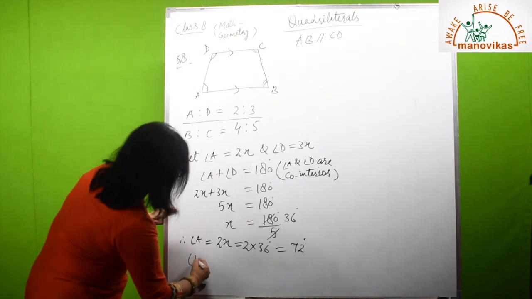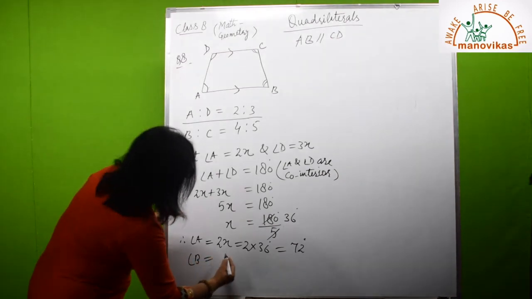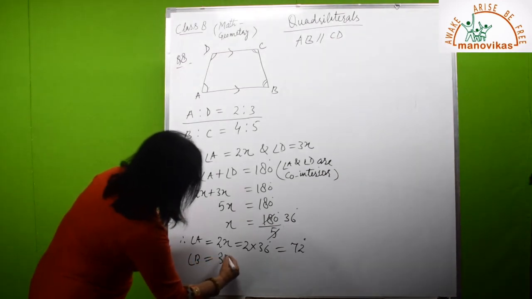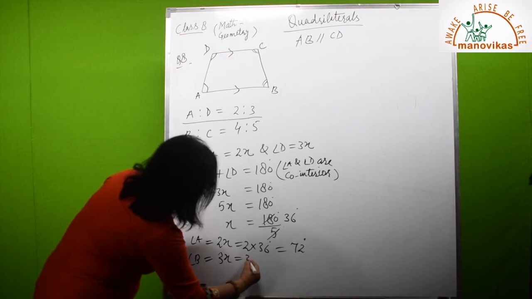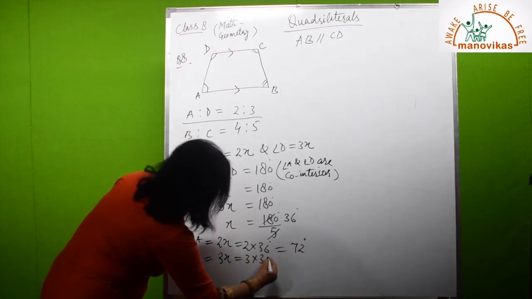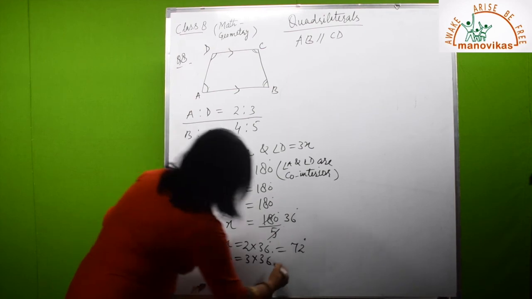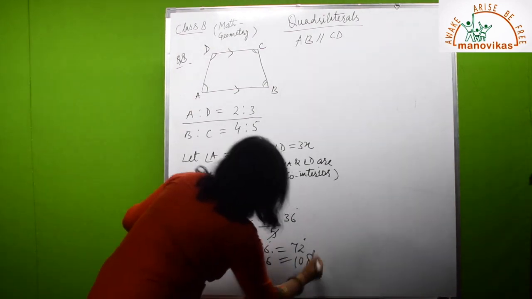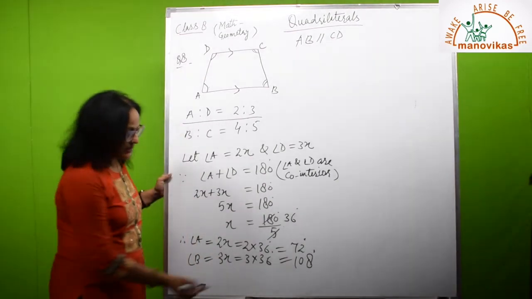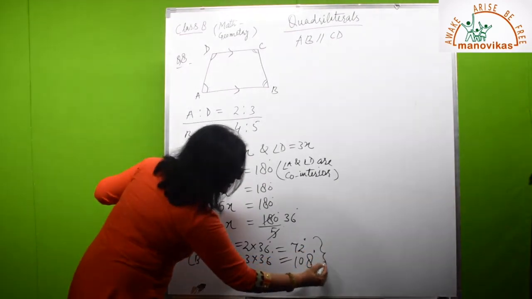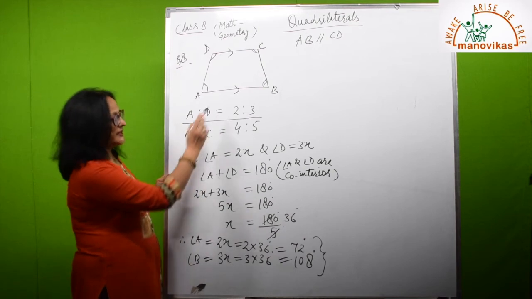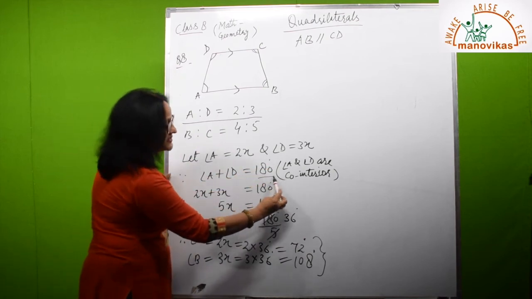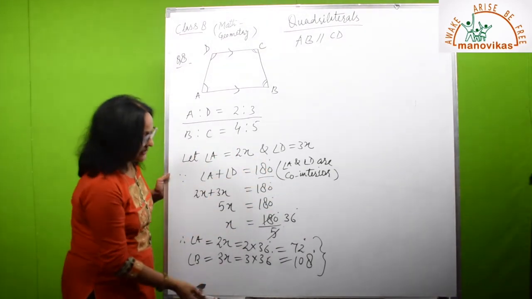Similarly, you can find angle D also. Angle D is equal to 3x. So in place of x, substitute its value, 36 degrees, and this is equal to 108 degrees. Now here you can see the sum of these two angles is equal to 180 degrees. So that verifies the result that we had taken in the beginning.